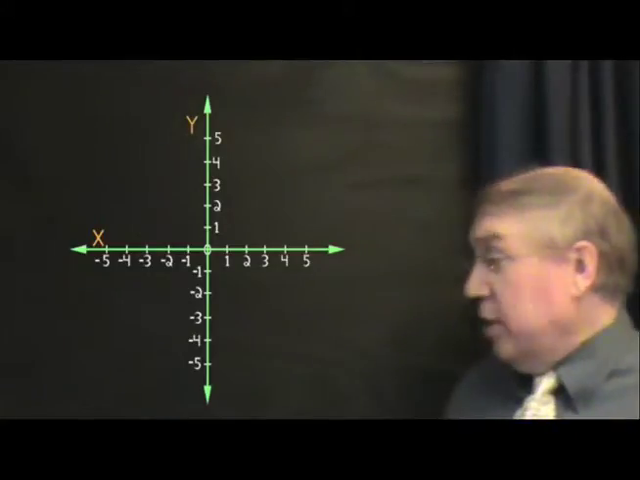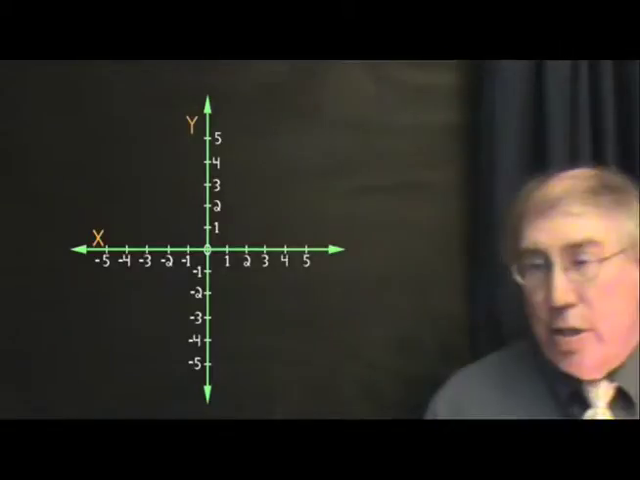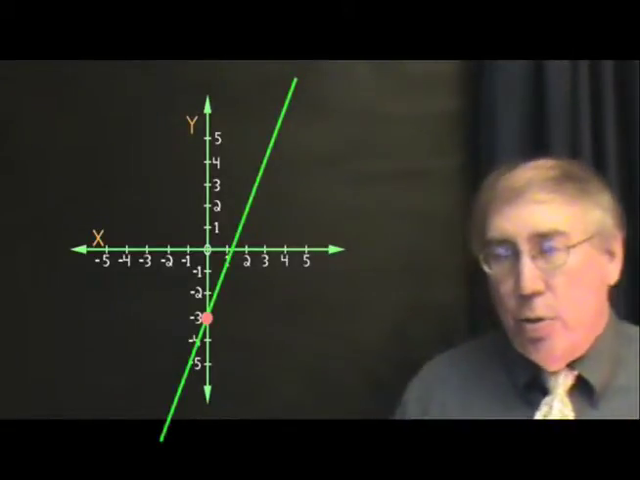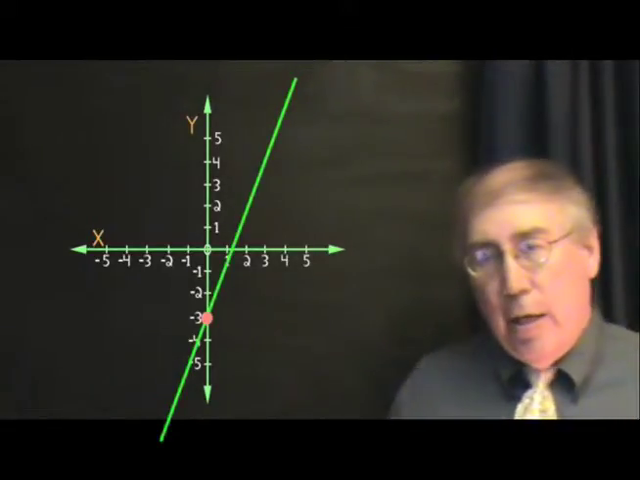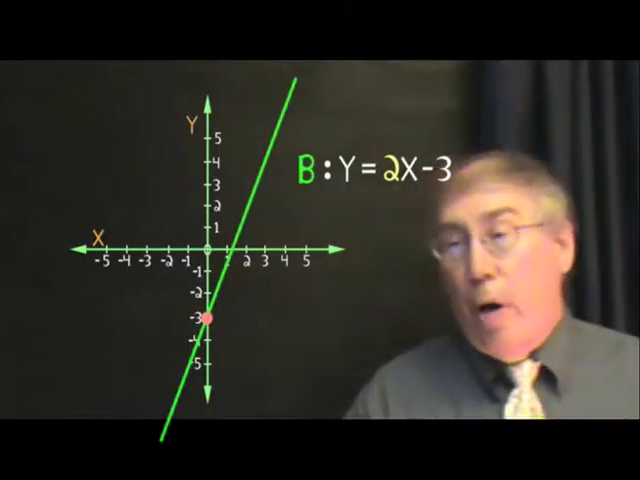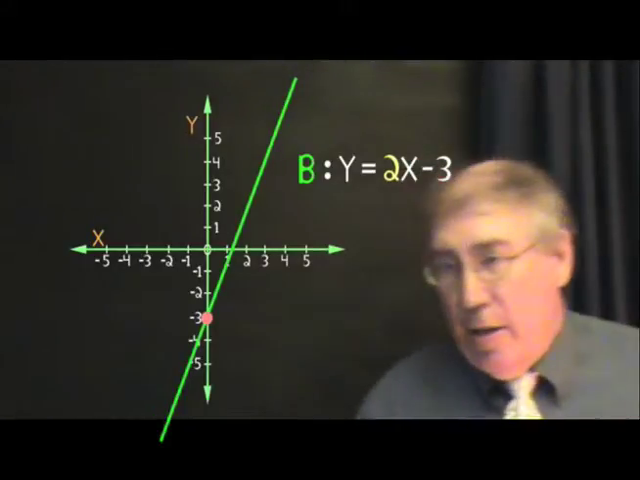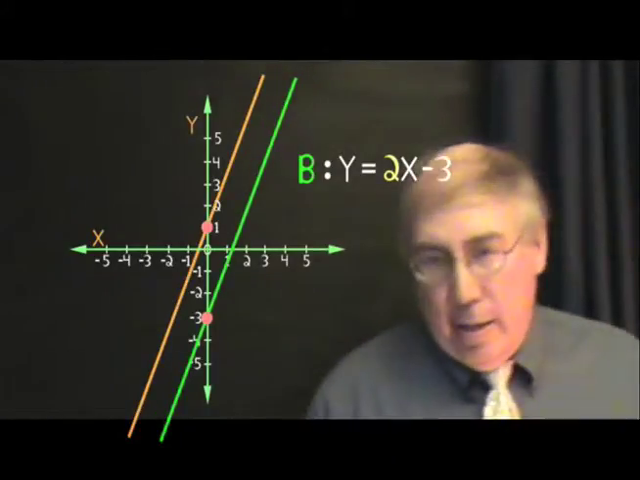So, let's first take a look at graphing parallel lines, and let's see what makes them parallel. Okay, so here we have our graph, and we're going to graph our first line. It goes through -3 on the y-axis, and has a slope of 2. So y equals 2x minus 3. That's line B, let's call it.